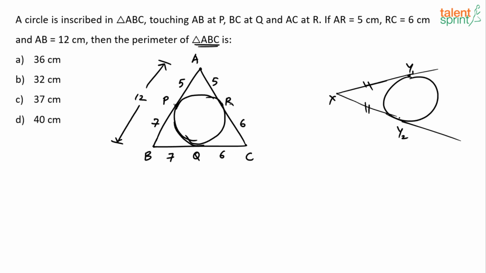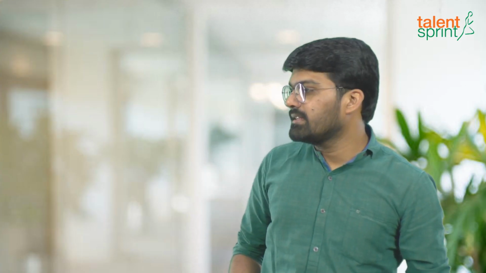6 and 6 is 12. So 10 and 12 is 22. 7 and 7 is 14. 22 and 14 is 36. Option A, 36 centimeters will be the answer. Right? Option A, 36 centimeters is the final answer to this question.